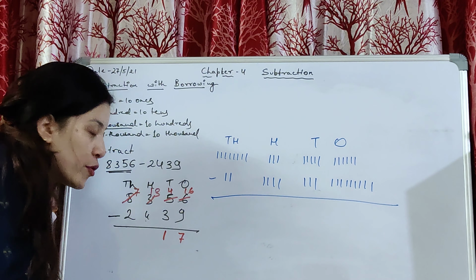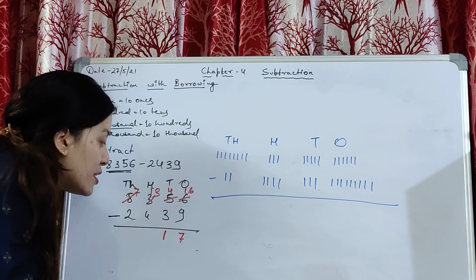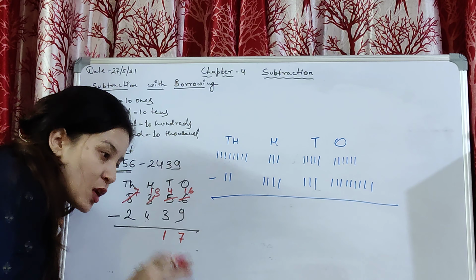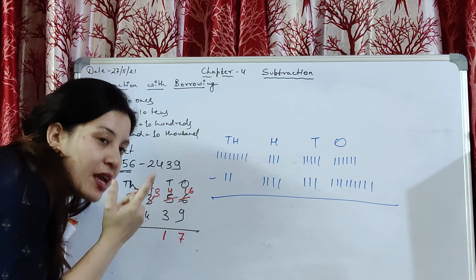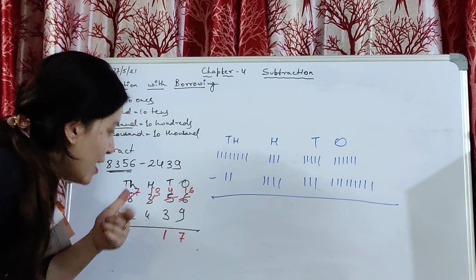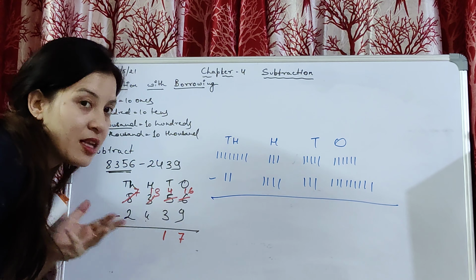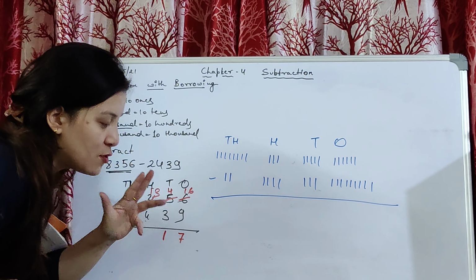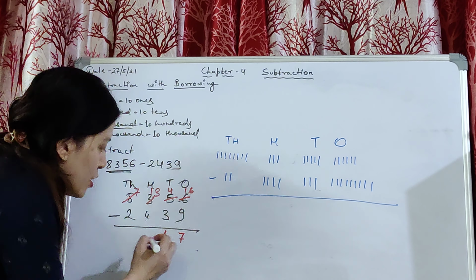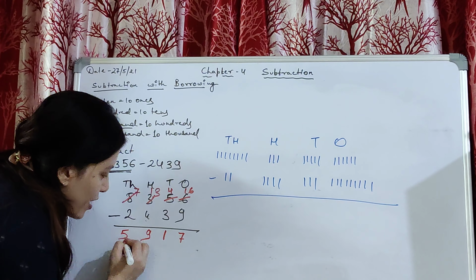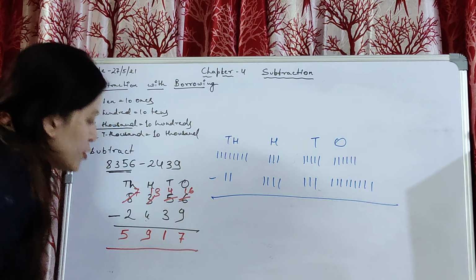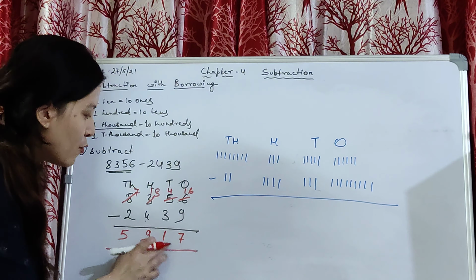13 में से 4 you have to cancel. Okay, 13 minus 4. Okay, 4, 5, 6, 7, 8, 9, 10, 11, 12, 13. कितना बचा आपके पास? 5 plus 4 कितना हो गया? 9. So 9. Okay, 7 minus 2 is 5. Okay, so you got the answer as 5917.